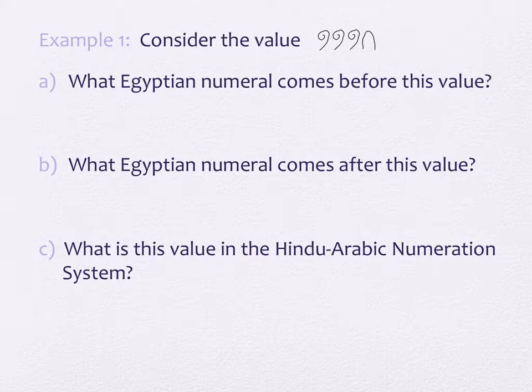We have 3 of the scrolls, and then we have a heel bone. The last digit, the heel bone, what's that worth? 10. So what number would come before 10? 9. So if we want to know what number comes before this, we write the first three symbols the same, and instead of writing the 10 at the end, we need to write a 9. And how would we write a 9 in their system?